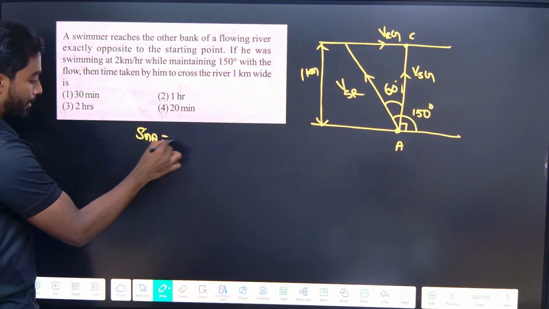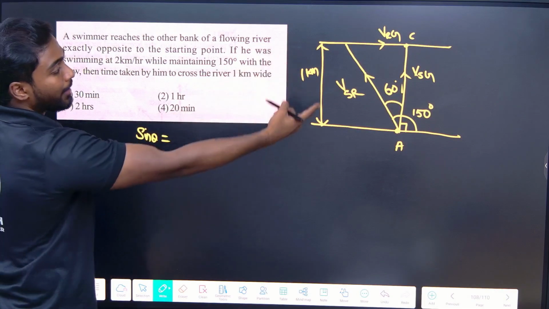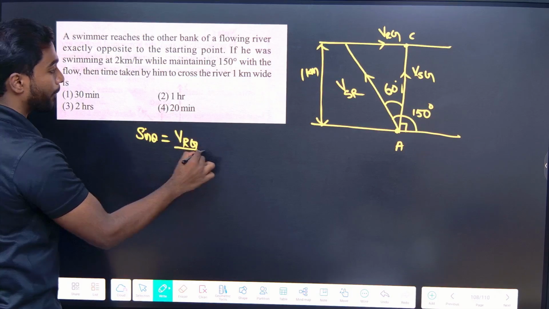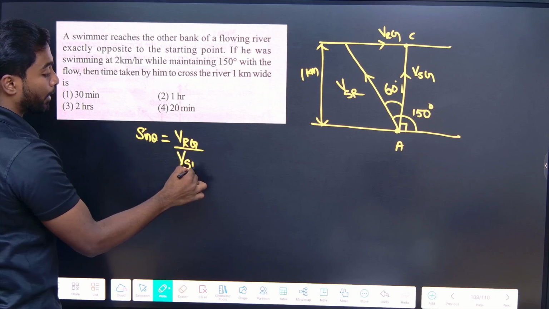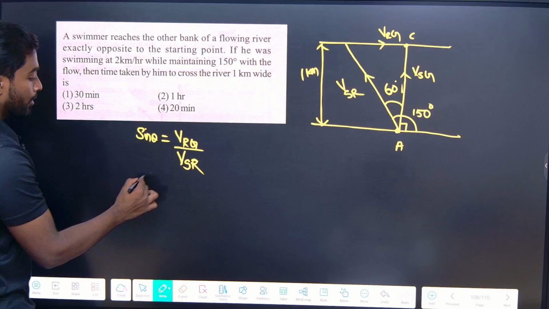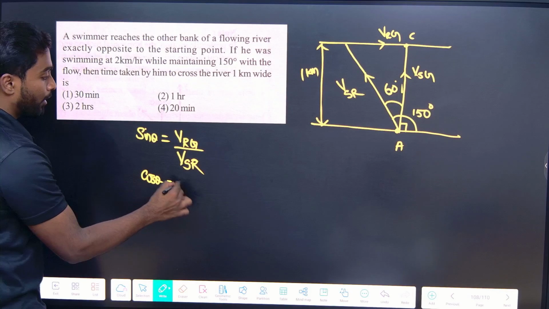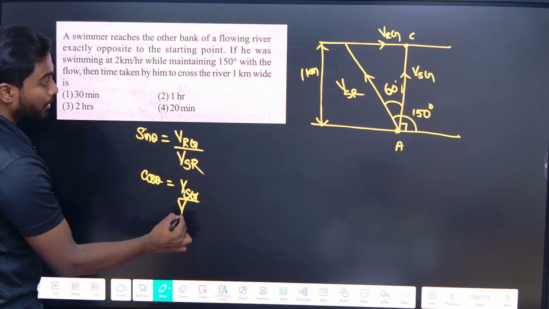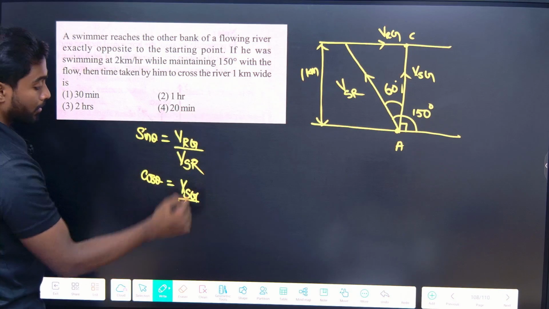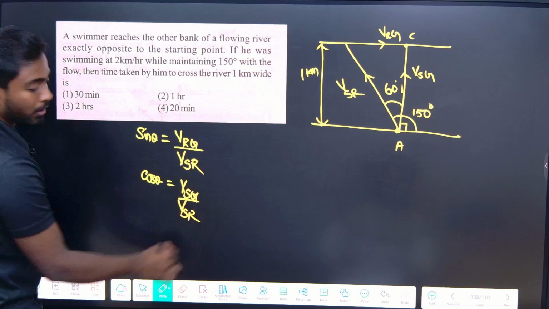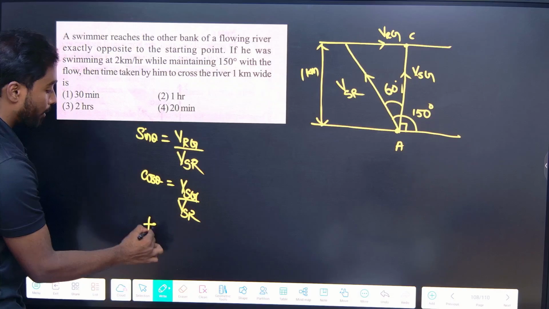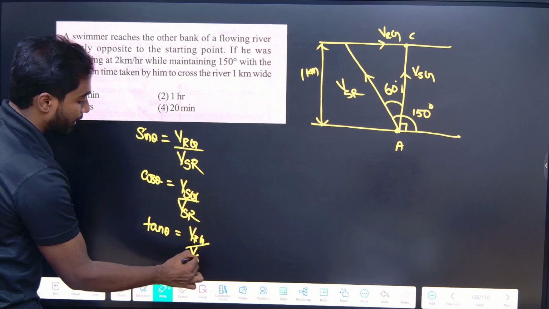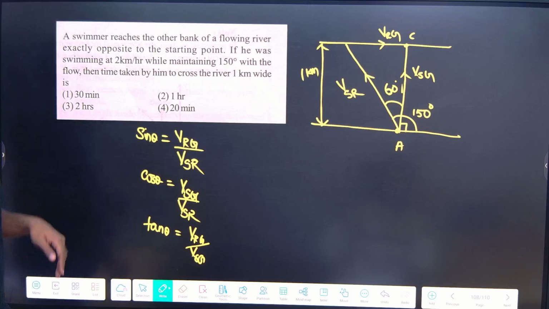Sin theta will be equal to opposite by hypotenuse. Opposite is velocity of the river with respect to ground by velocity of the swimmer with respect to river. Cos theta will be velocity of the swimmer with respect to ground by velocity of the swimmer with respect to river. Tan theta will be equal to VRG by VSG. Got it?